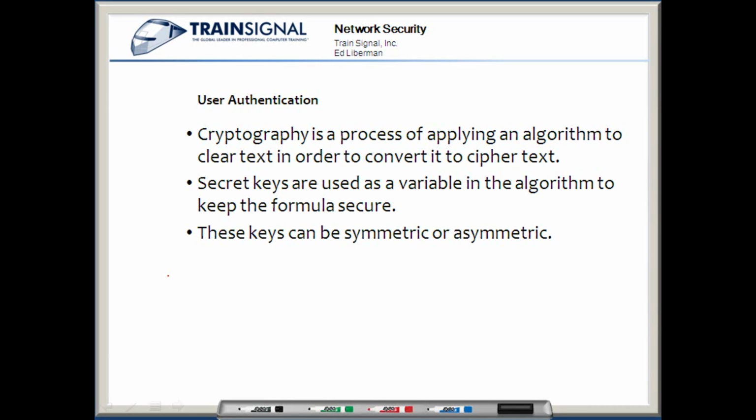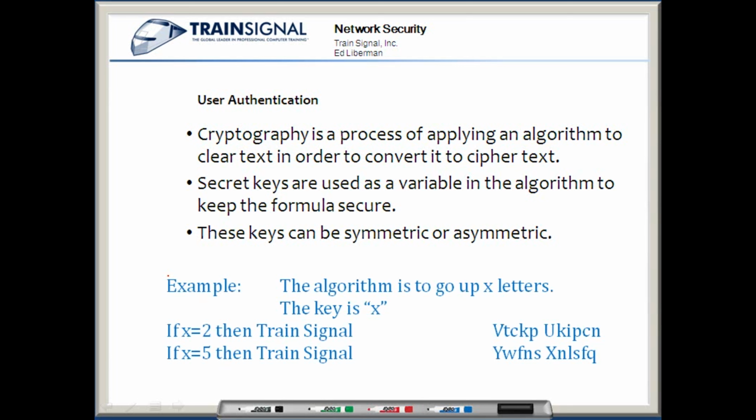These keys can be symmetric or asymmetric, and I'll talk a little bit about symmetric versus asymmetric in just a moment, but let me give you an example. Say I have an algorithm that says go up X letters. That's the formula, an algorithm that says go up a certain number of letters, if we're just talking about words. In this algorithm, the key is X. That's our variable, the unknown. That's what keeps this formula secure.